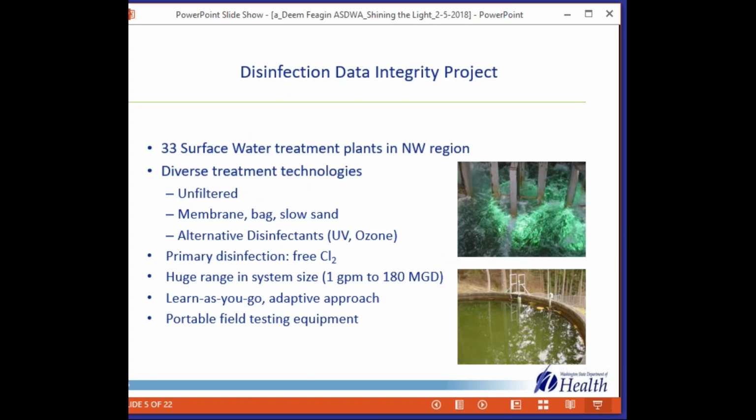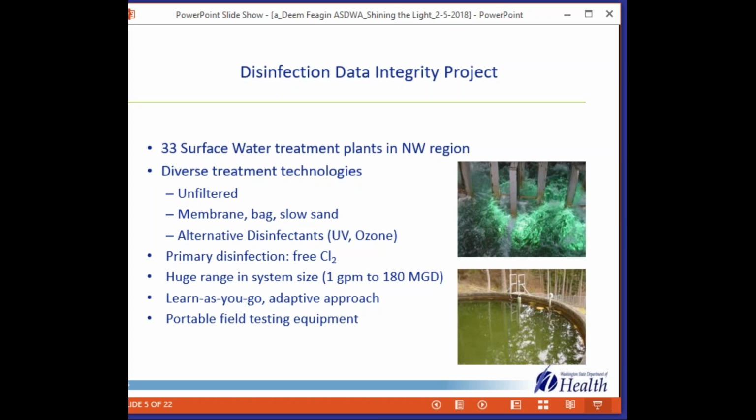And for those of you that missed the disinfection data integrity project, a quick summary. Within that same area on the map that Nancy mentioned, I would have said lavender, we followed up on turbidity data with the disinfection data, and we looked at all the remaining surface water treatment plants in that region, in our hope to remove any bias from different types of treatment. We looked at lots of different technologies, even some unfiltered supplies, membranes, bags, slow sand filters, and we looked at alternative disinfectants, including UV and ozone. We focused our findings, though, on primary disinfection, which was mostly free chlorine for all these systems. And again, a huge range in size, super tiny, a gallon a minute to 180 MGD.